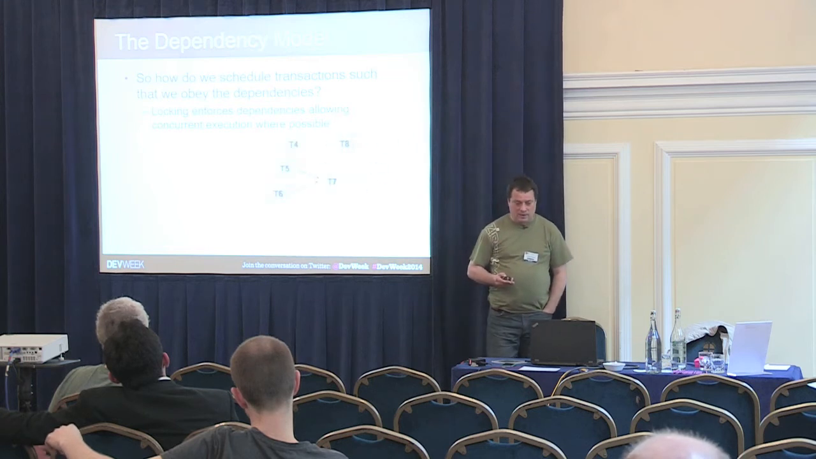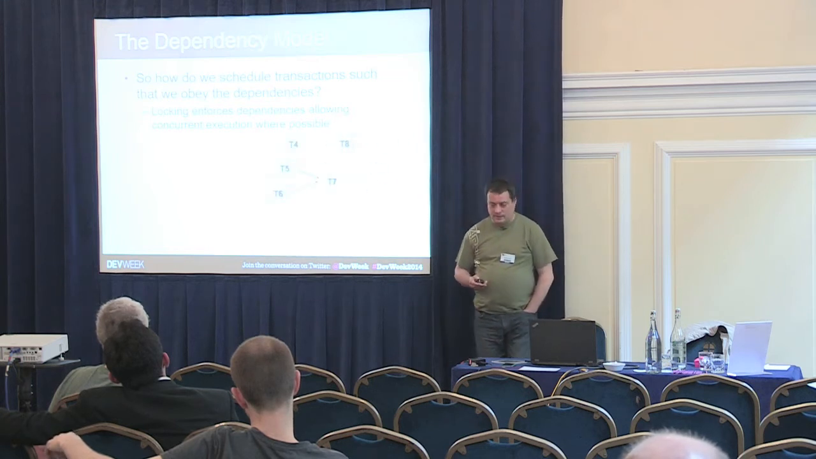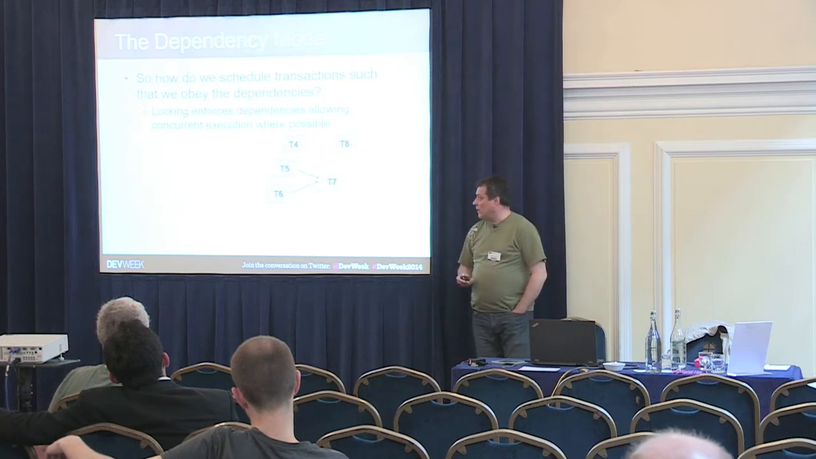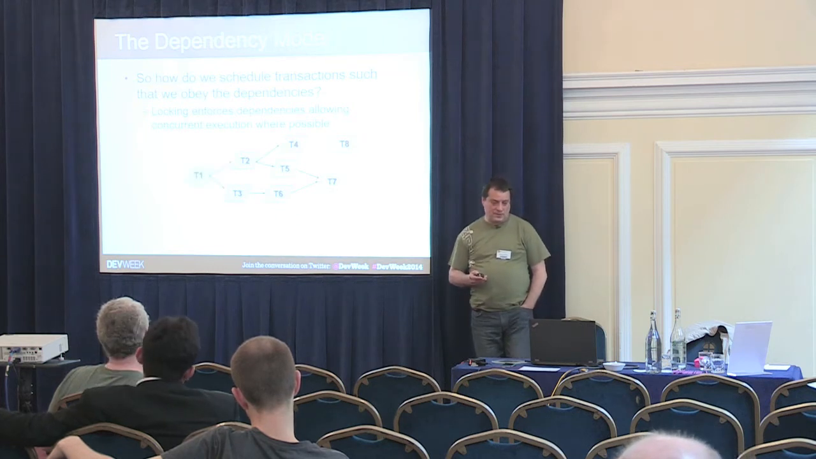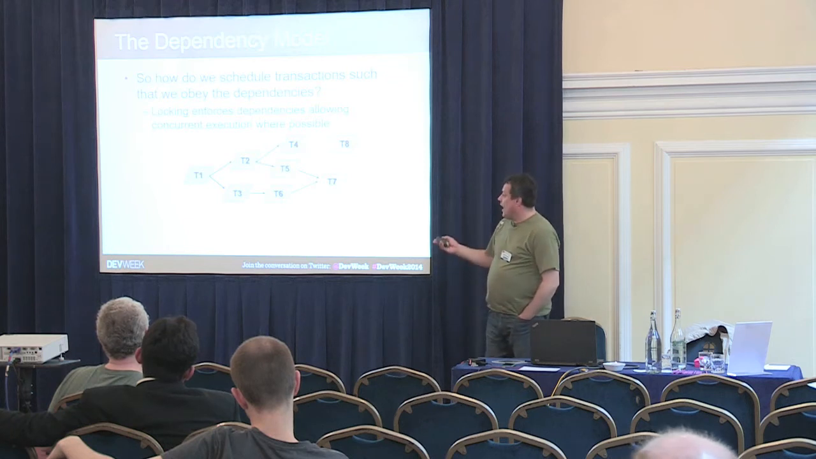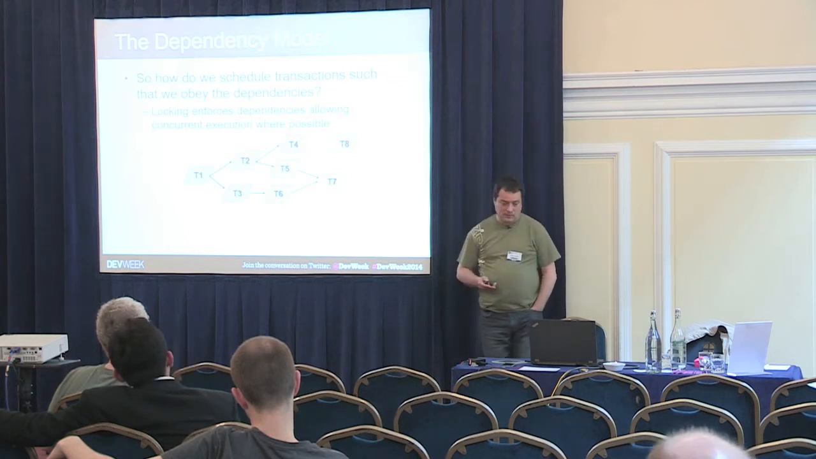So, for example, we have this kind of transactions. T8 and T7 are independent, and T7 depends on T5 and T6. T4 is independent of T5 and T6, but it's dependent on T2, and T5 is also dependent on T2, and T6 is dependent on T3, and T2 and T3 depend on T1.